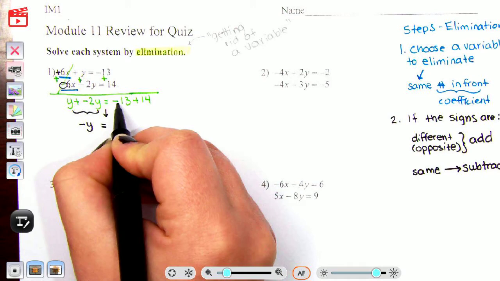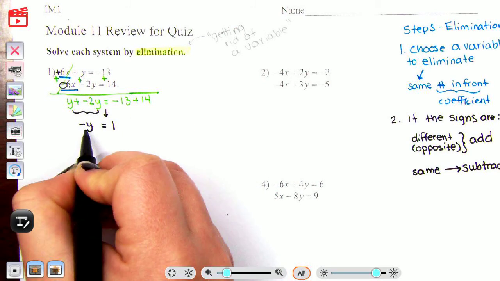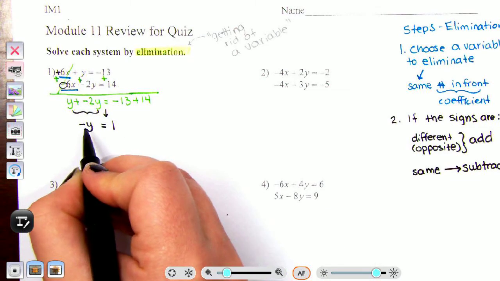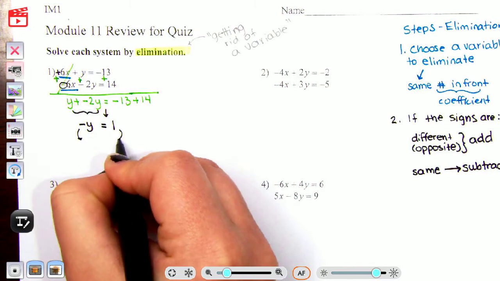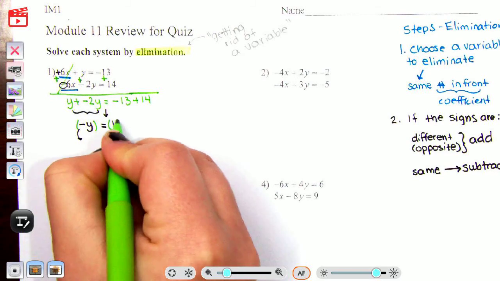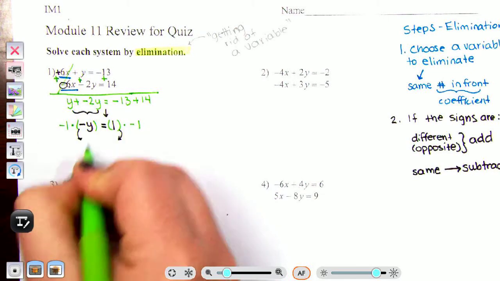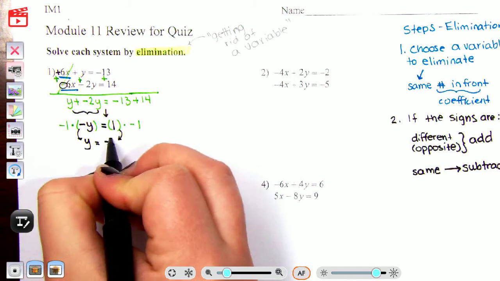Then I have negative 13 plus 14, so that's just 1. And here's the thing, we need to solve for y. This is not y, this is negative y. So the easiest thing to do is flip the sign on all of the terms by multiplying both sides by -1. So here I have y, and here I have -1.